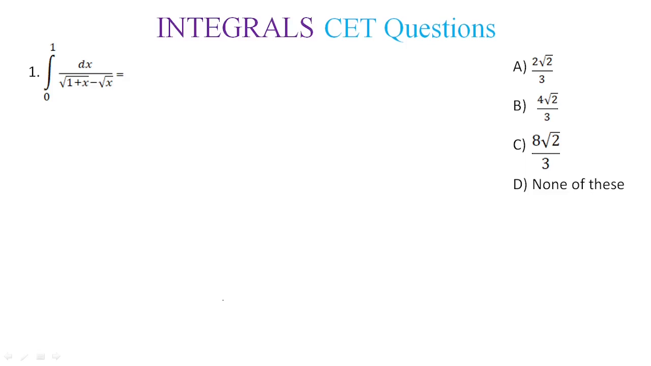Here is the first question, that is the integration of 1 upon square root of 1 plus x minus root x with respect to x from 0 to 1. It is a definite integral.